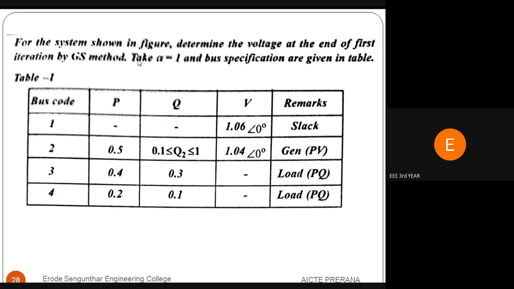Just read out this problem. For the system shown in the figure, determine the voltage at the end of the first iteration by Gauss-Seidel, that is GS method. Take alpha equal to 1. Here they have given alpha equal to 1, and the bus specifications are given in the table. In Table 1, they have given the P, Q, V values for all the buses. The first bus is the slack bus, the second bus is the generator bus, that is a PV bus, and the third bus is a load bus, a PQ bus.